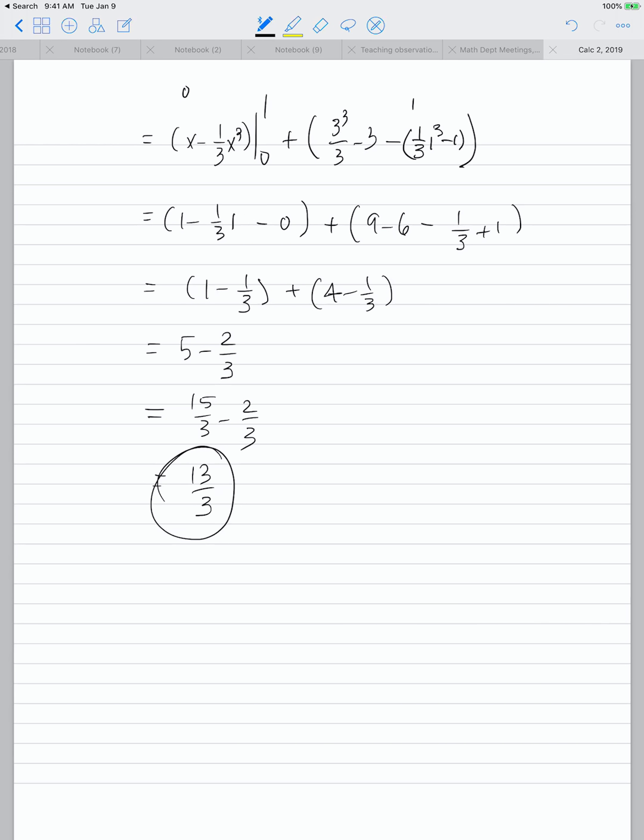The total area of the region defined by my graph. Hope that's helpful.